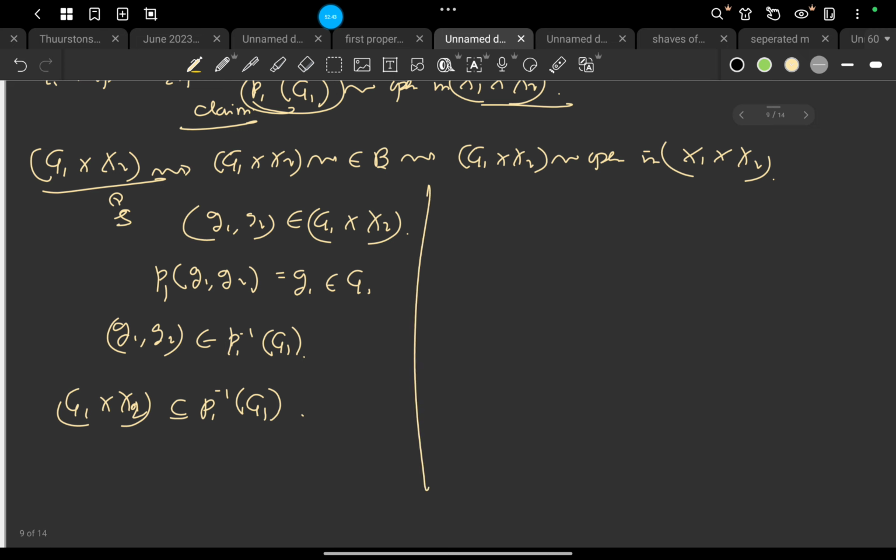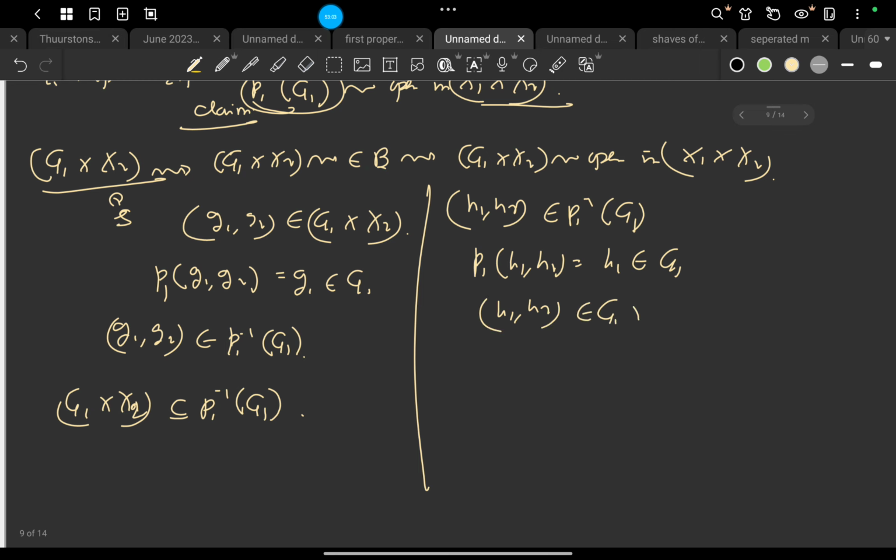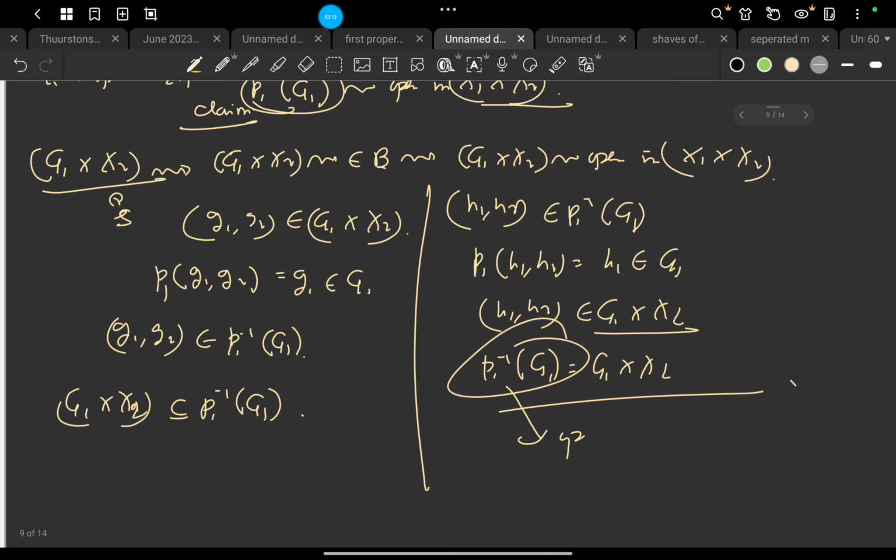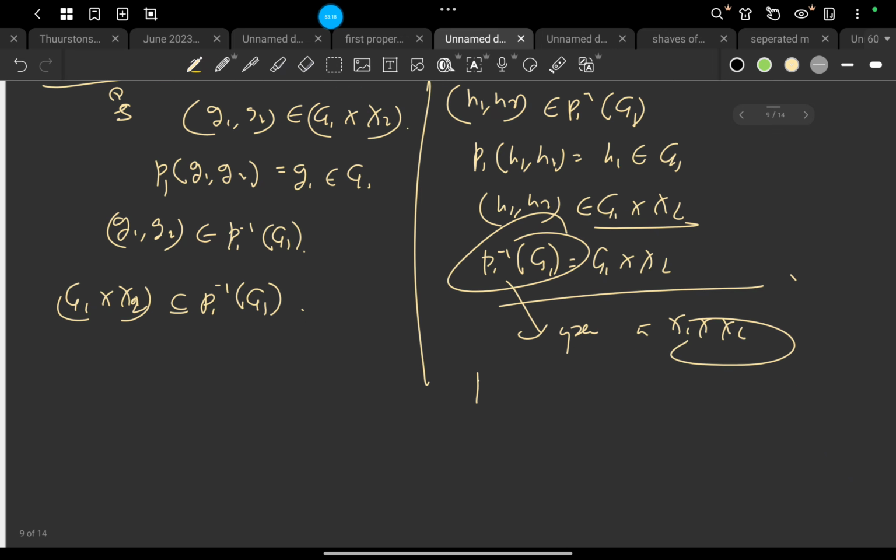Another property: suppose we have (h1, h2) belonging to P1 inverse of G1. Of course P1 of (h1, h2) is nothing but h1, which belongs to G1. So (h1, h2) is inside G1 cross X2. That means P1 inverse of G1 is the same as G1 cross X2, which is open in X1 cross X2. So P1 is continuous.